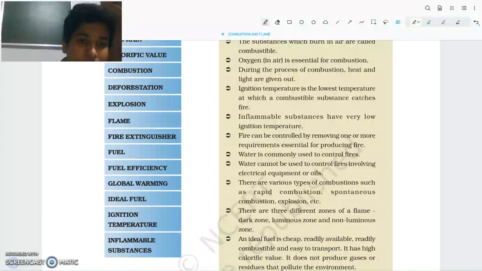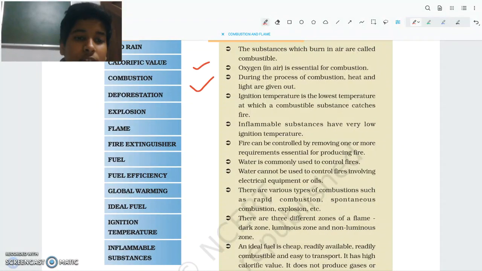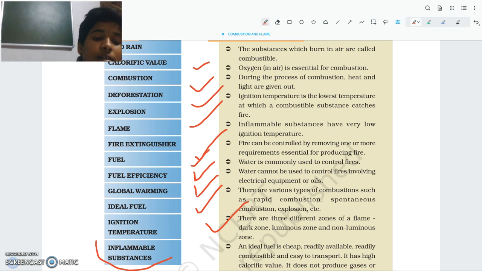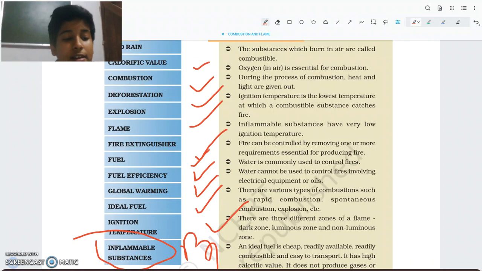And here we talked about calorific value, combustion, deforestation, explosion, flame, fire extinguisher like carbon dioxide, fuels like LPG, and fuel efficiency, like ideal fuels and what the efficiency of that is. So mainly hydrogen gas, global warming. If we are burning anything with combustion, it would lead to global warming. The ideal fuel is CNG, which we should use in cars. Ignition temperature is the lowest temperature that any substance needs to burn. An inflammable substance can easily burn, its ignition temperature is low, like paper. Okay, so here I conclude my class. Thank you.